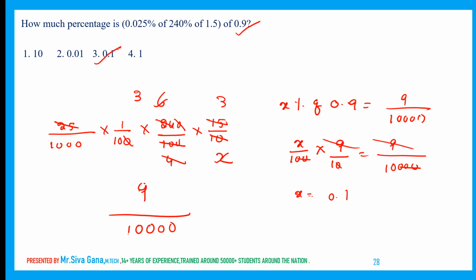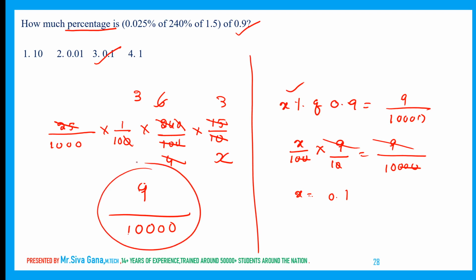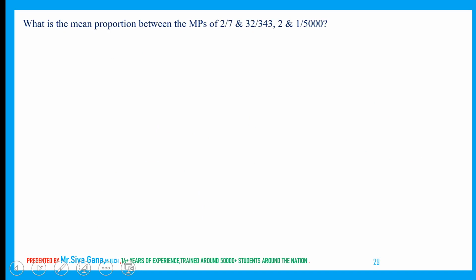Be careful while doing the calculation, my dear viewers. Be careful. Looks very simple the way you are understanding. How much percentage is, let us say x percentage of 0.9 is this one we got. That's what I'm equating.